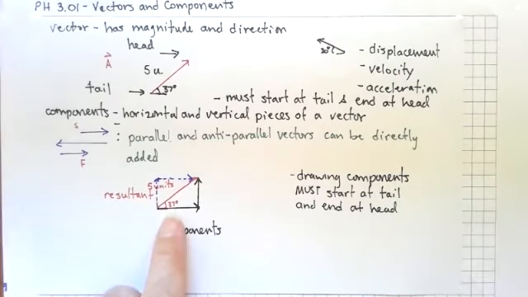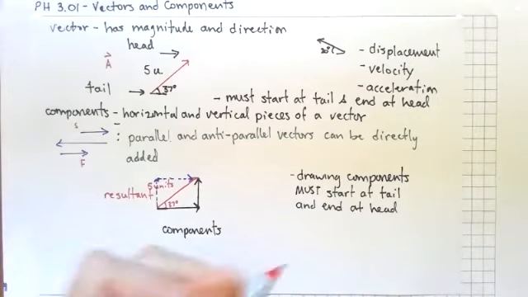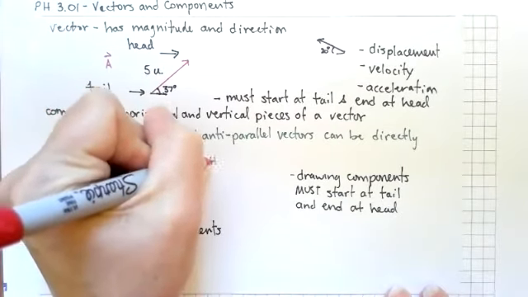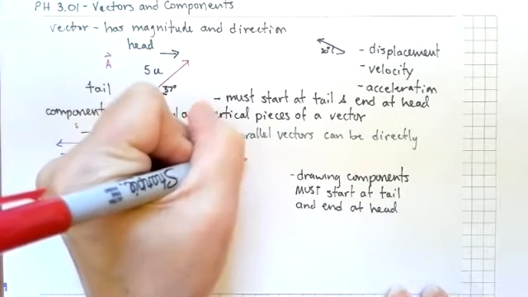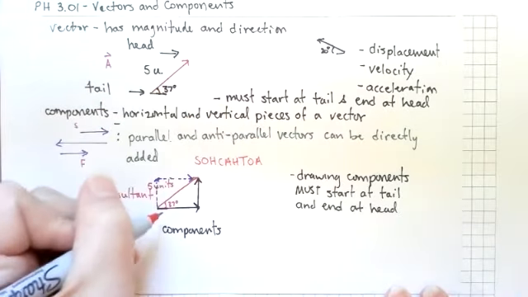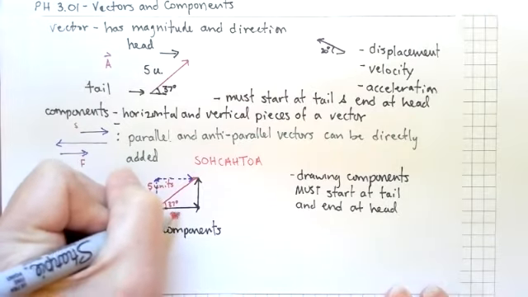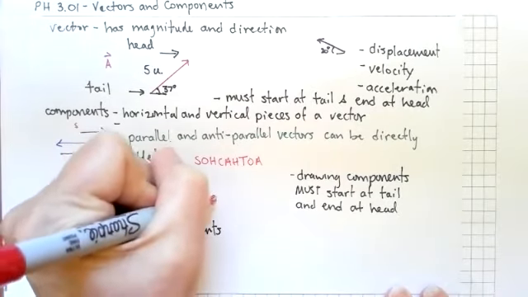Well, in order to be effective, I have to be able to find my components, and this is where trig comes in. I've been talking to you guys about the fact we're going to need to do trig. So remember SOHCAHTOA. My hypotenuse is 5. This is my adjacent, and this is my opposite.